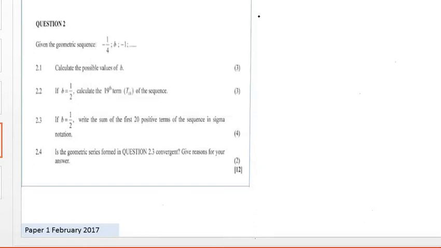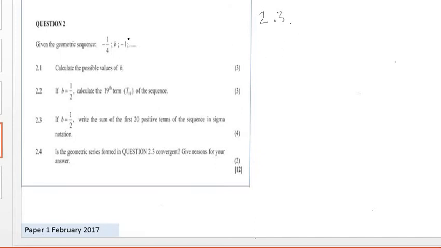Question 2.3. We say if b is equal to half, write the sum of the first 20 positive terms of the sequence in sigma notation.